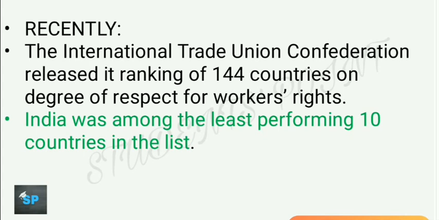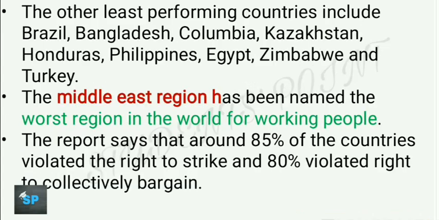And the International Trade Union Confederation released its ranking for 144 countries on the degree of respect for workers' rights, and India was among the least performing 10 countries in the list. The other least performing countries were Brazil, Bangladesh, Colombia, Kazakhstan, Honduras, Philippines, Egypt, Zimbabwe, and Turkey.